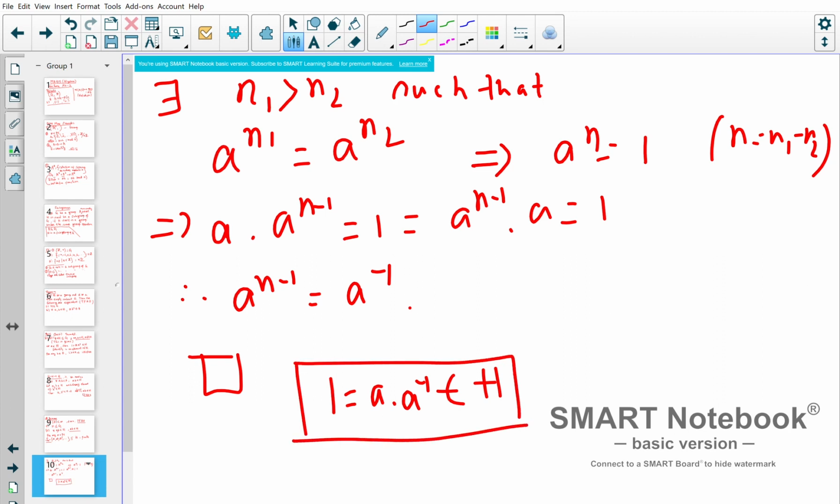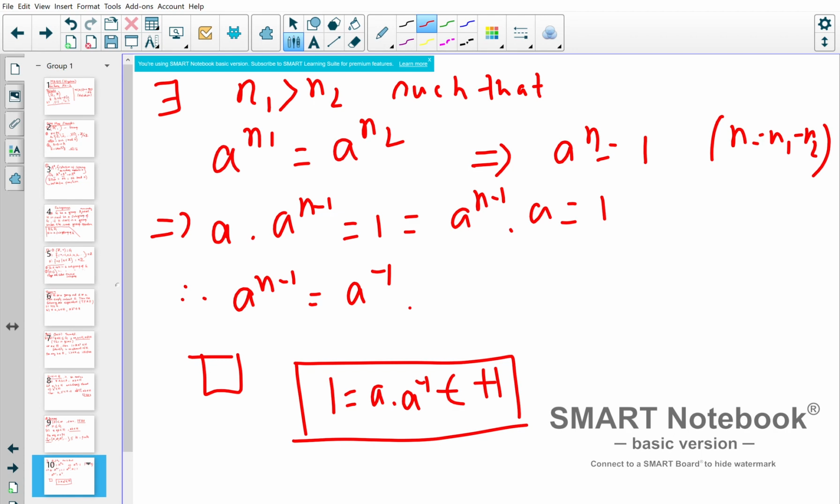So for a finite set, you don't need to check that A and B belonging to H implies A B inverse belongs to H. It is enough to check that A into B is an element of H. Okay, clear? So these are some properties.